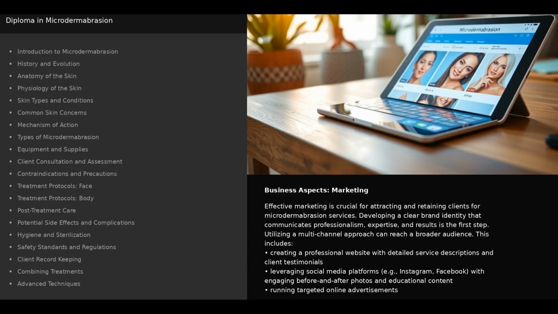This includes creating a professional website with detailed service descriptions and client testimonials, leveraging social media platforms, e.g., Instagram, Facebook, with engaging before and after photos and educational content, running targeted online advertisements. High-quality visuals and compelling narratives are key to capturing attention. Understanding the target demographic helps tailor marketing messages for maximum impact.